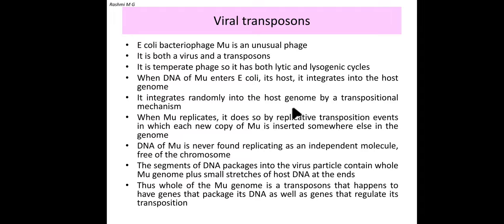It integrates randomly into the host genome by the transpositional mechanism. So that's why it is having both types of property. The DNA of Mu is never found replicating as an independent molecule, so it needs some host.